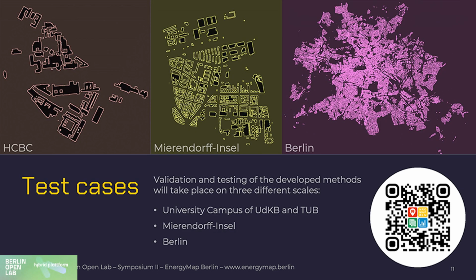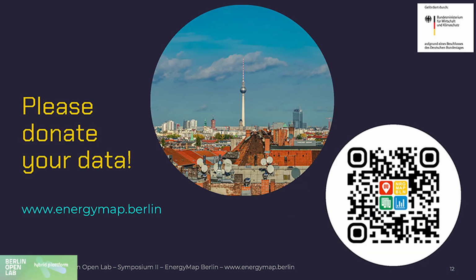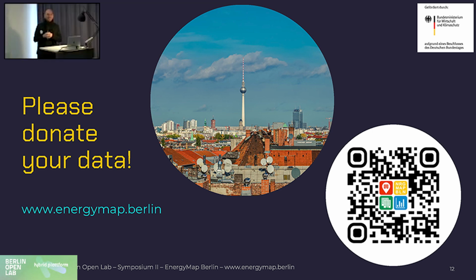So to test this, we have 3 different test cases. The first one will be this campus we are in right now, of TU Berlin and UDK. After that, we go to the Mierendorff-Insel close by, where we also have residential buildings. And then, of course, on the scale of the entire city, we will also do tests. So yeah, please donate your data, maybe spread the word, and thank you for the attention.